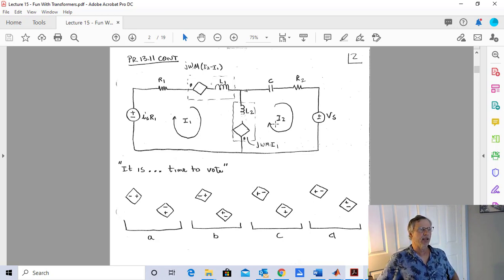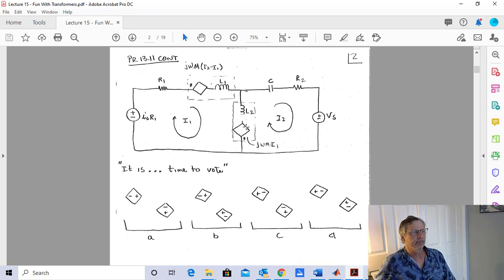let's see. Here, I see I2 entering the dot of L2. Therefore, I2 is going to make the dot of L1 more positive. I2 enters the dot of L2, so it's going to make the dot of L1 more positive. So I'm seeing a plus to minus right here. So that means it's either going to be C or D.